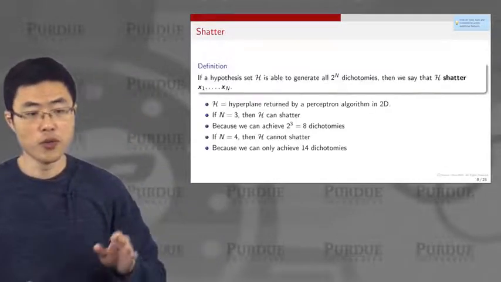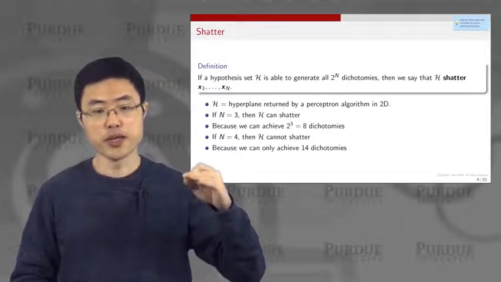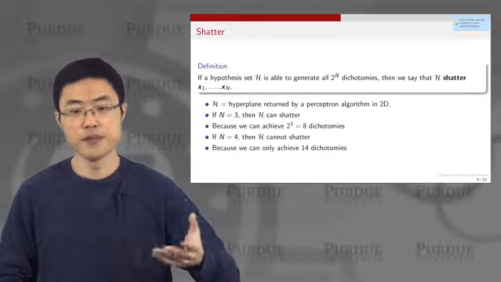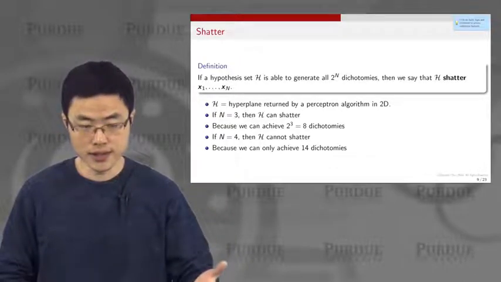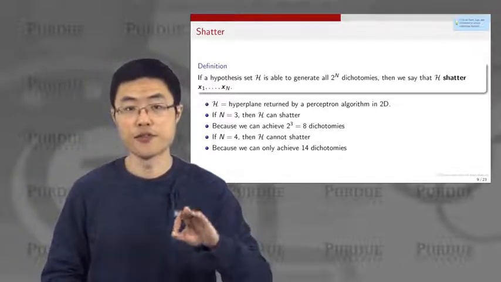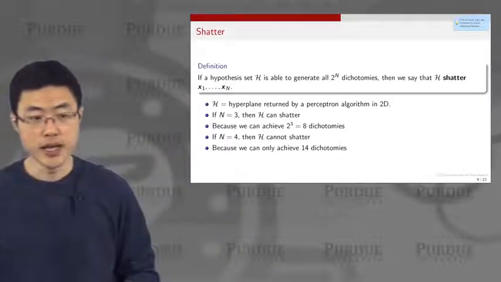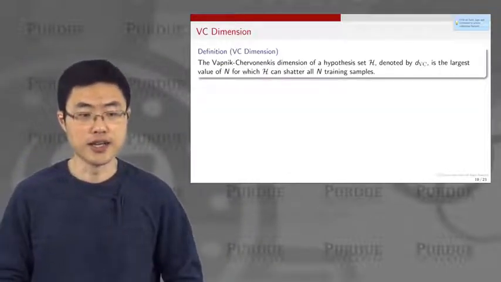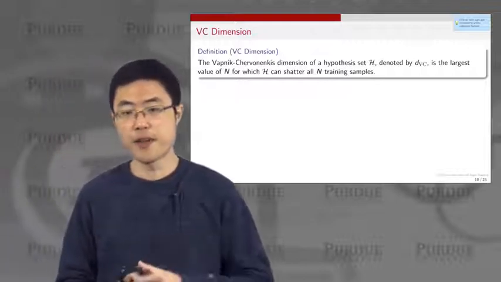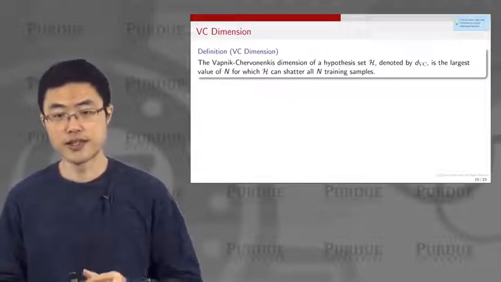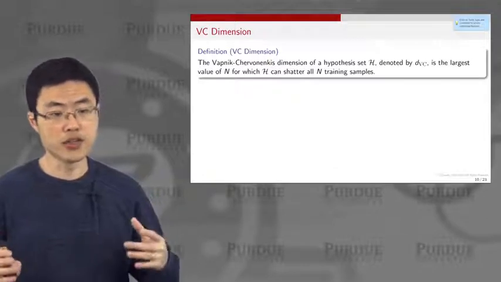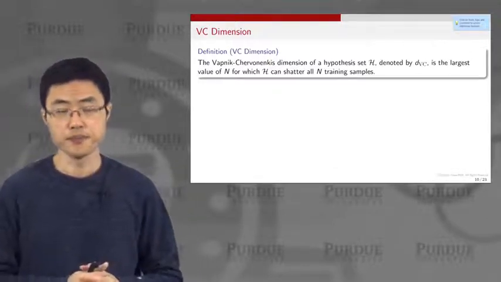Therefore, what we have shown here is that suppose we have data points in a 2D space, what is the number of data points this hyperplane can shatter? The answer is that you can only shatter up to 3. That 3 is a number, and that number is what we define as the VC dimension. So what is the VC dimension? The VC dimension of a hypothesis set H, denoted as d_VC, is the largest number n for which H can shatter all the n training data points.